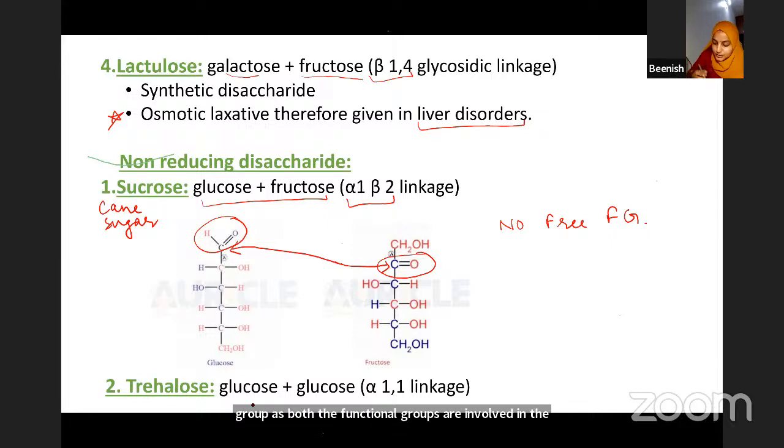Now, trehalose is composed of glucose and it is alpha 1,1 linkage. So, glucose is an aldehyde hexose. Okay, so it has the functional group at carbon 1. So, if the functional group is at carbon 1 and both the glucoses have alpha 1 linkages, therefore you will have no free functional group. So, your trehalose is also a non-reducing disaccharide.